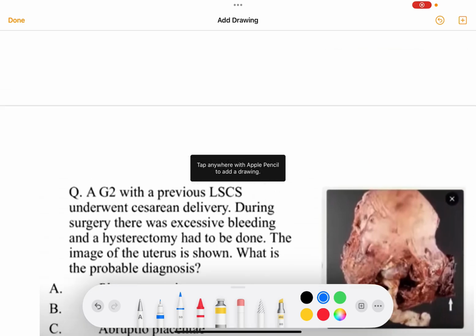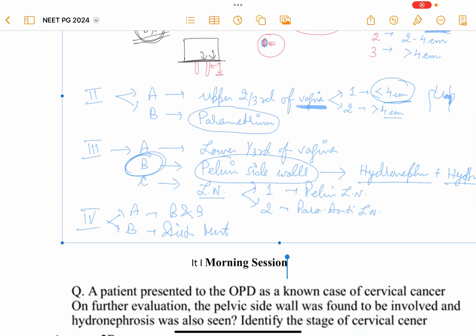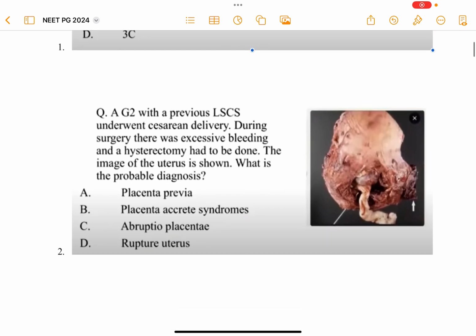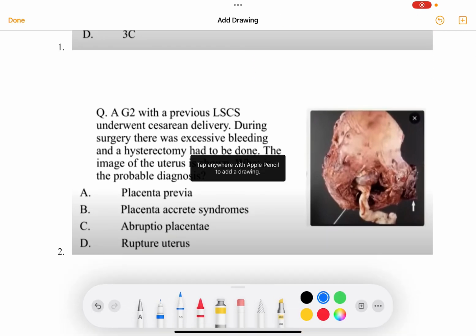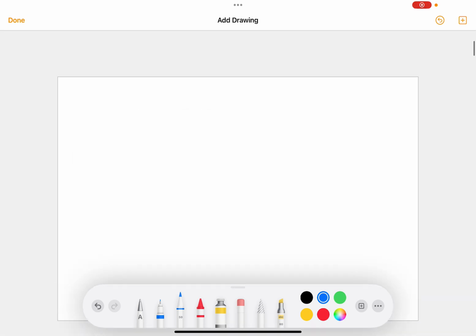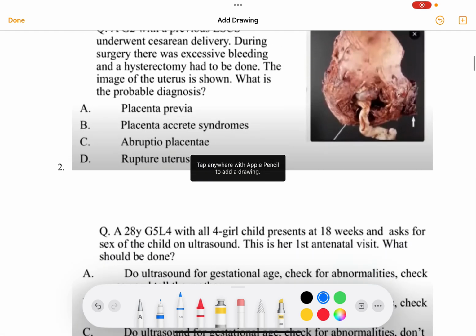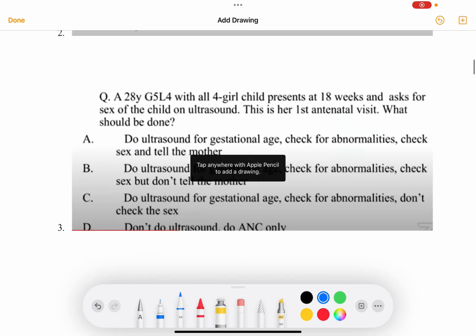So the probable diagnosis, as you can see in this picture, is that the uterus is already sheared off. Previous cesarean scar is already torn. There is scar rupture and you can see that there is placenta which is adhered to the anterior wall of the uterus and the umbilical cord is also visible. So basically it is a picture of placenta accreta. It is a placenta accreta syndrome whereby the placenta is not detached and because of which hysterectomy had to be done. So a very direct question which came this time.